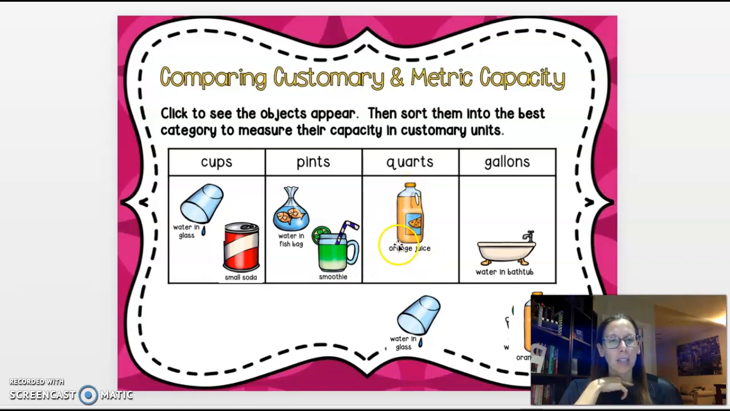Your quarts, again, it's in a plastic or a carton. So that's going to be your OJ or your milk or whatever type of juices. And then your gallon is definitely going to be the bathtub.